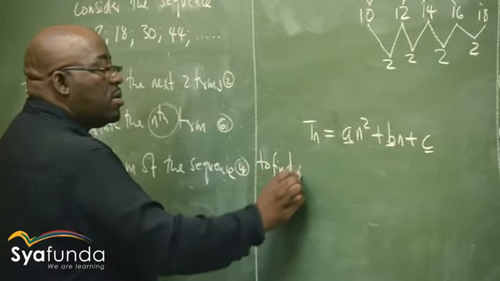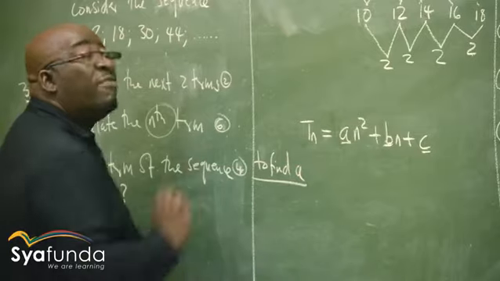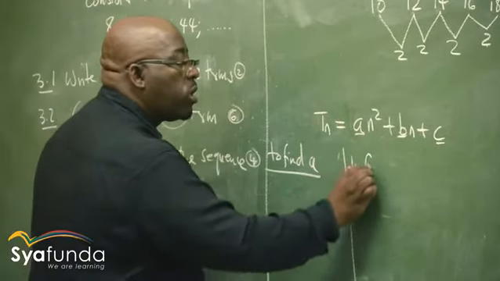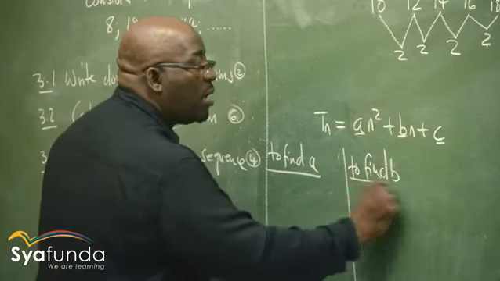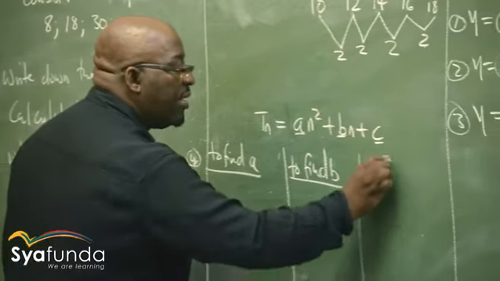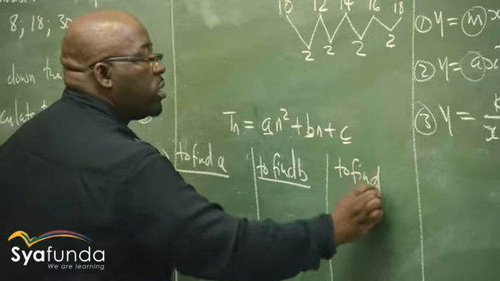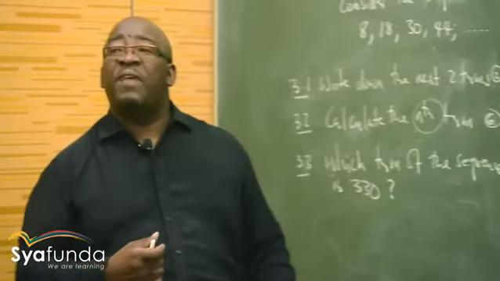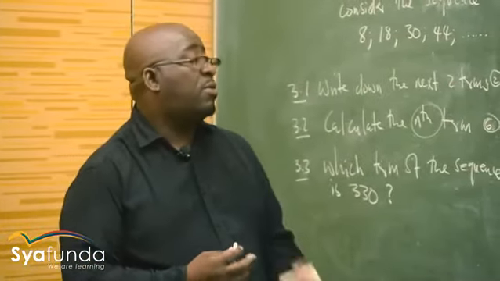To find a, I'm going to work it out here. To find b, I'm going to work out how to find b in this space here. And then I'm going to work out how to find c. All right, let's share this together. There are many other ways of finding this. This one is much simpler.